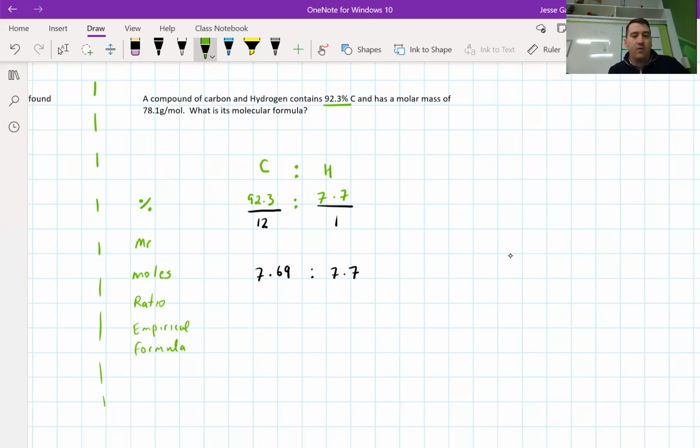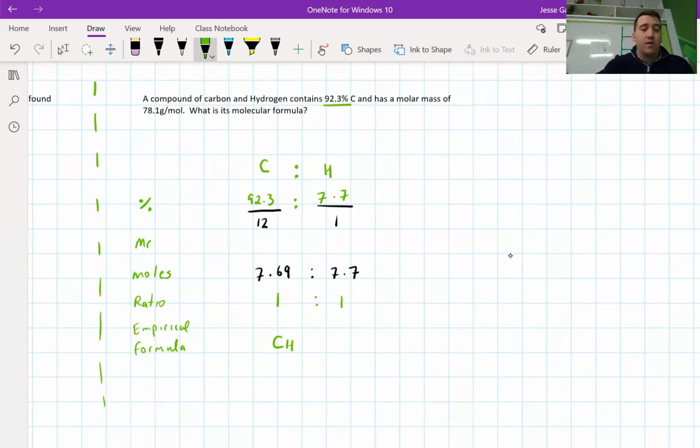Okay, so we should have got that. The ratio here is going to be 1:1, basically, because if we divide these both by the same number, 7.69 and 7.7 are pretty much the exact same. So if you divide them both by 7.69, closest numbers are going to be 1 and 1. So the empirical formula here is going to be CH. Okay, so 1 part carbon to 1 part hydrogen.